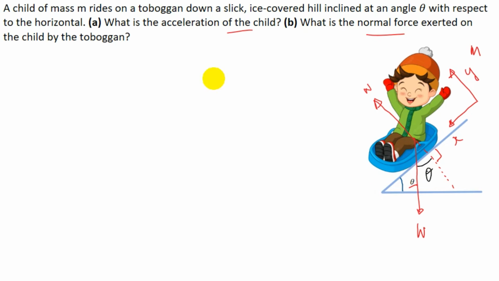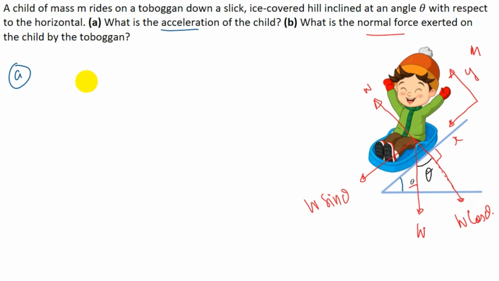So what we can do is make components of the weight force in the x and the y direction. In the x direction, the component will be W sine theta, and in the y direction the component will be W cosine theta. Now in the A part, we need to find the acceleration of the child. To find the acceleration, we have to consider the motion in the x direction. In the y direction there is no motion, the net force is 0. Since the child is moving along the x-axis, the motion is in the x direction.